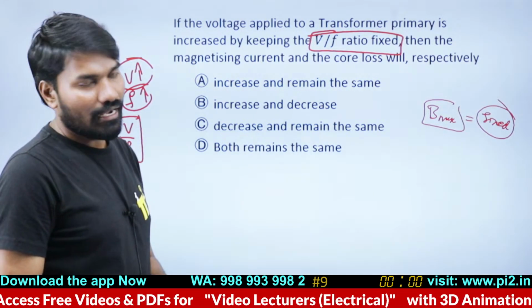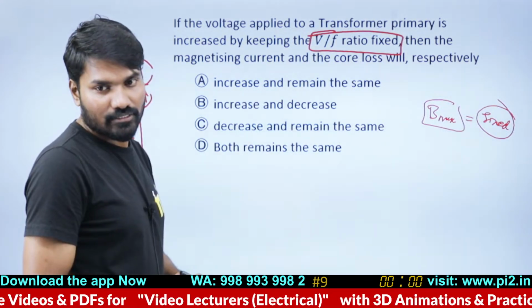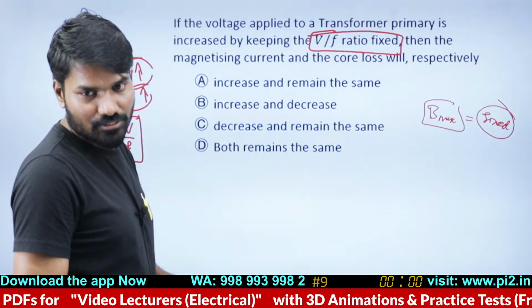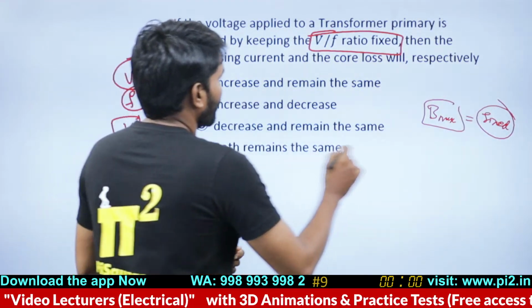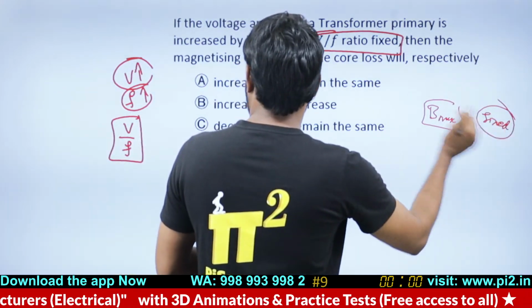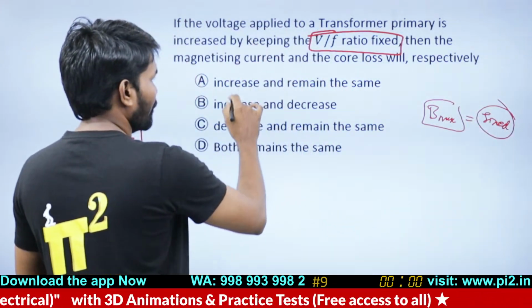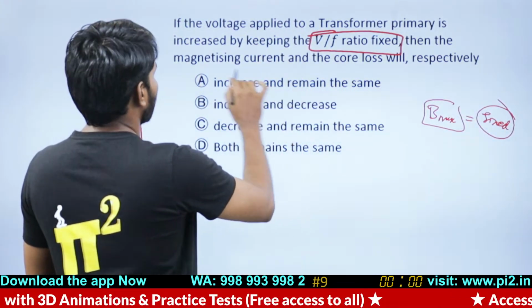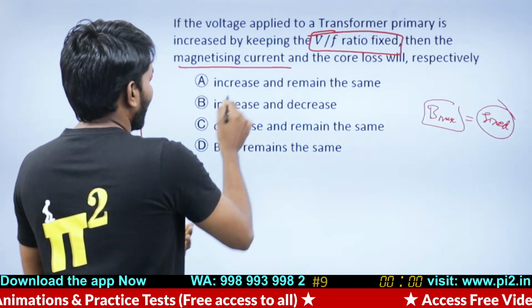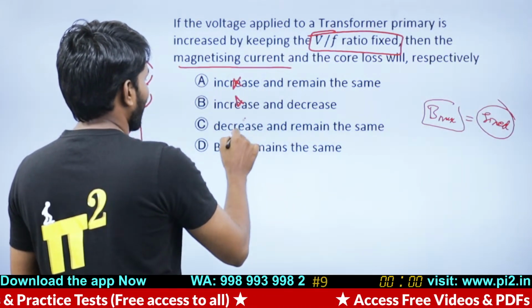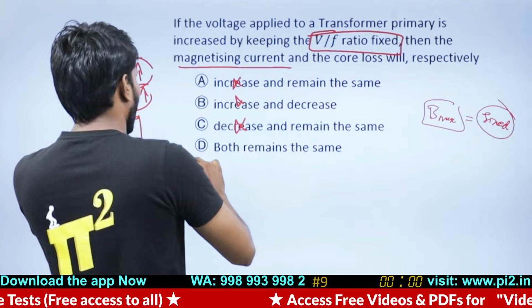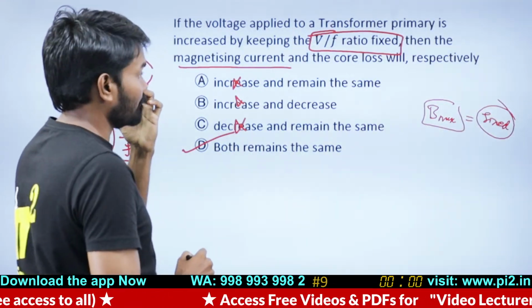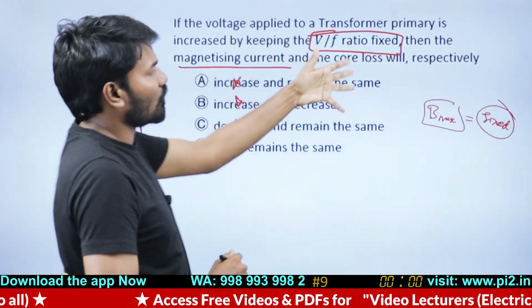Okay. And anything else? If effective impedance is asked, anyways, we'll talk about that. So it will remain the same. First it was for magnetizing current. Increases is wrong, decreases is wrong, remains the same. The only option left over is option D. You don't have to even check for core losses right now.